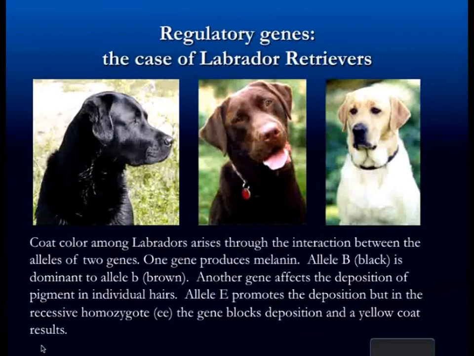And that gene we'll designate B. Now, allele capital B, which means it's what? When we write it with a capital, what does it mean? It's dominant. It will result in a black dog and is dominant to small b, which means it's recessive, that can result in a brown dog if it is what? If it's recessive, it has to be what to get the brown dog?